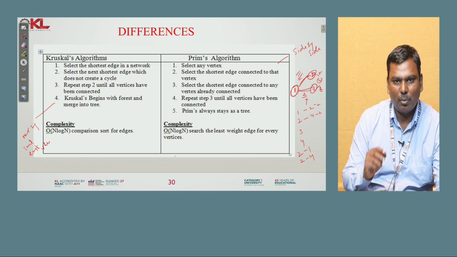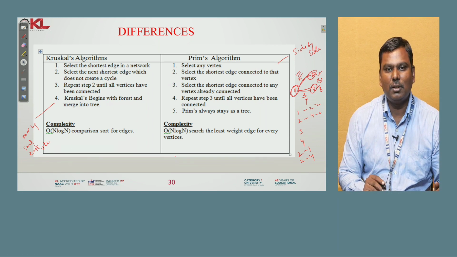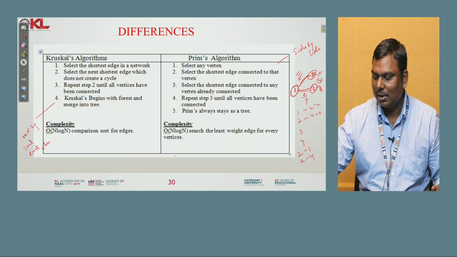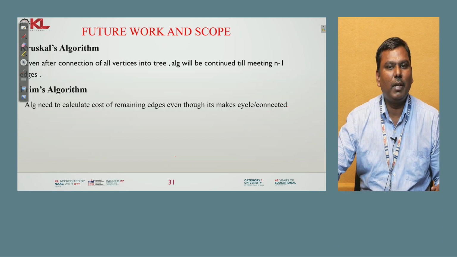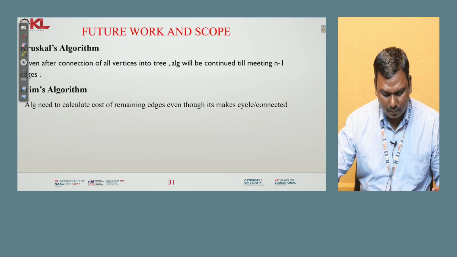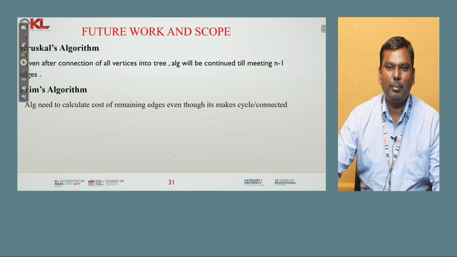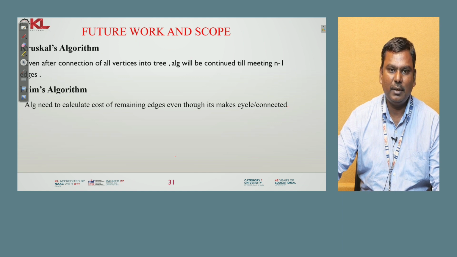This is the problem: what are the differences between Prim's algorithm and Kruskal's algorithm. Even after connecting all vertices into a tree, Kruskal's algorithm continues until it has n-1 edges. Prim's algorithm needs to calculate the cost of the remaining edges even though it makes a cycle.